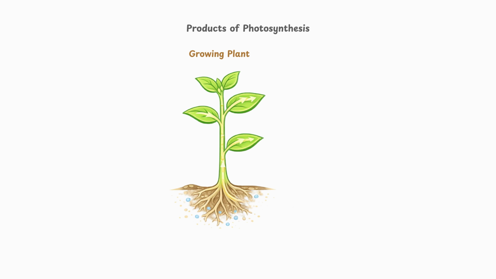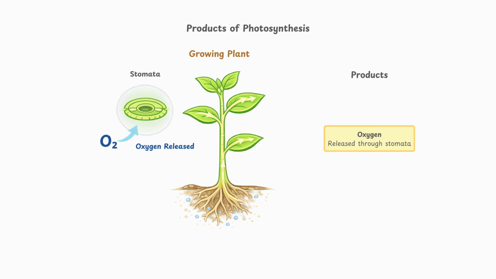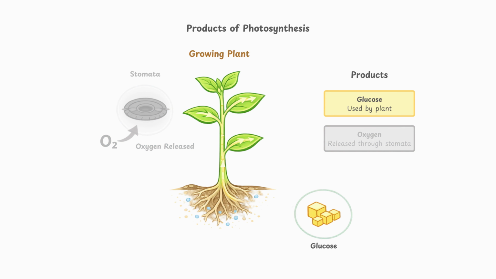After making food, the plant is left with 2 important products, and both have vital roles to play. The first is oxygen. This oxygen diffuses out of the leaf through the stomata and enters the atmosphere. Every breath taken by humans and many other organisms depends on oxygen produced by plants. The second product is glucose. Instead of being released, this valuable sugar stays inside the plant, where it can be used as a source of energy and as a building material for growth. So one product helps support life around the plant, while the other helps support the plant itself. Let's now find out what the plant does with the glucose it has produced.